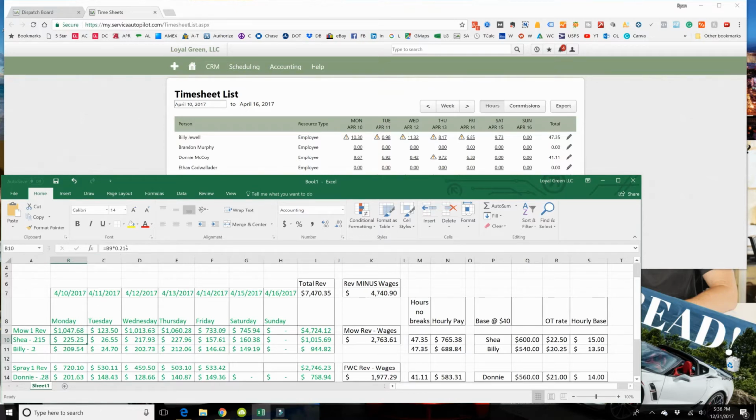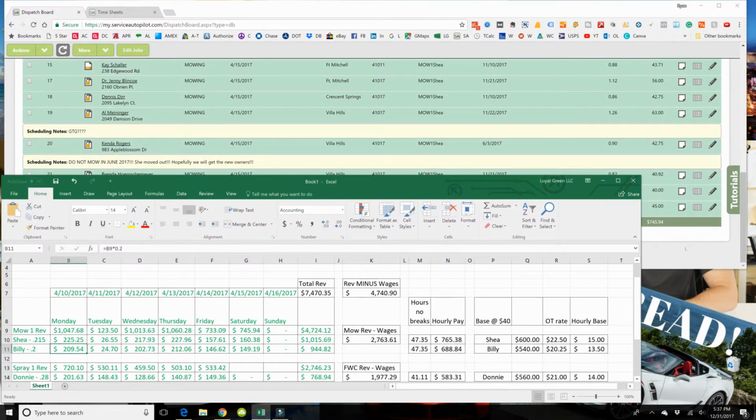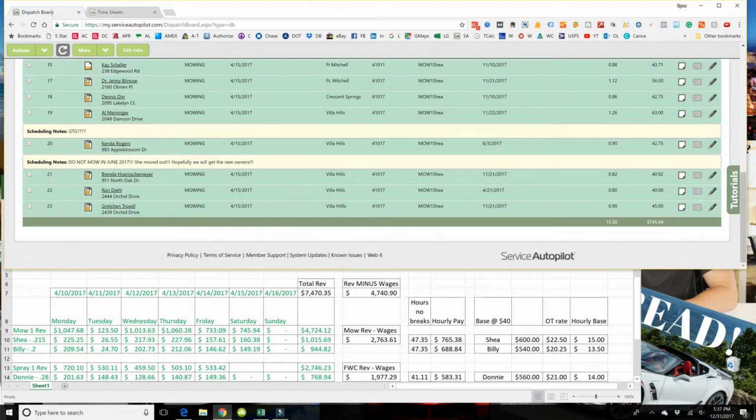If I come down to Billy's, this is going to change to 0.2 to reflect his percentage pay rate. So that calculates that for me, and then we go through each day of the week, then it adds it all up, and I have a little extra data here. But keep this simple. I like making these Service Autopilot in a window like this, Excel's in a window like this, so I have them both and I'm not flipping tabs and this and that and everything like that.